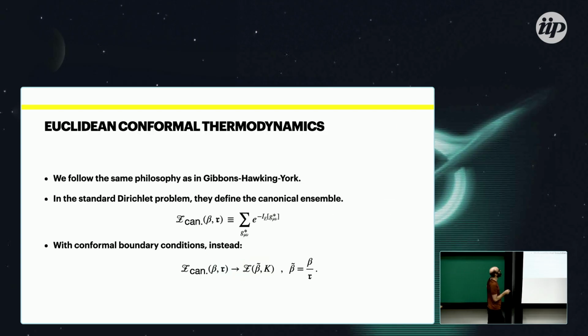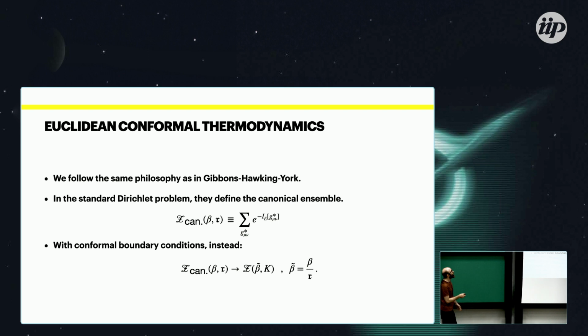And we will play the same game that Gibbons and Hawking were playing back in the day. In the standard Dirichlet problem, we define the canonical partition function in the saddle point limit by computing the on-shell action for these saddles. And this partition function is a function of your boundary data, that in the case of Dirichlet is just beta, the size of your thermal circle at the boundary, and R, the size of your spatial sphere at the boundary. I will restrict myself here to spherically symmetric configurations, and moreover, they will be static.